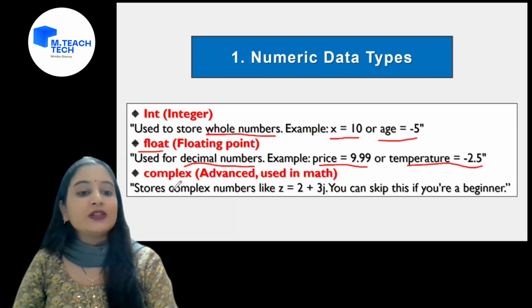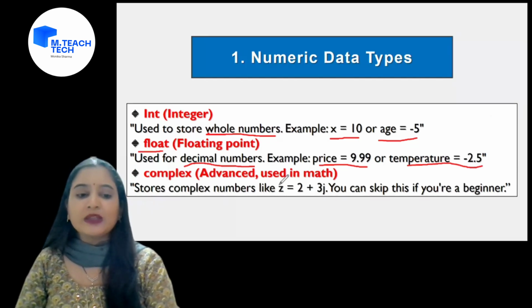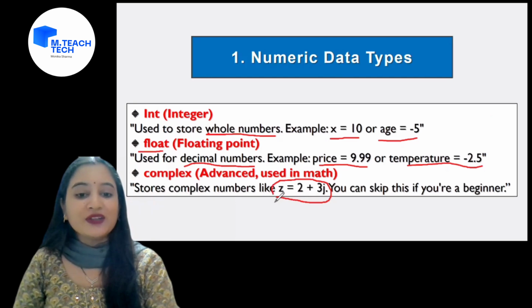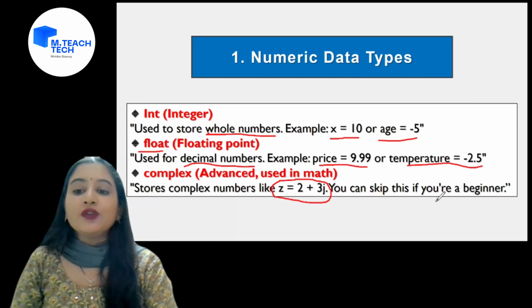Complex is also a kind of numeric data type, used in advanced mathematics, which stores complex numbers like z equals 2 plus 3j. I hope you have seen such examples in mathematics, where you are taking imaginary values and real values. You can skip this if you are a beginner.